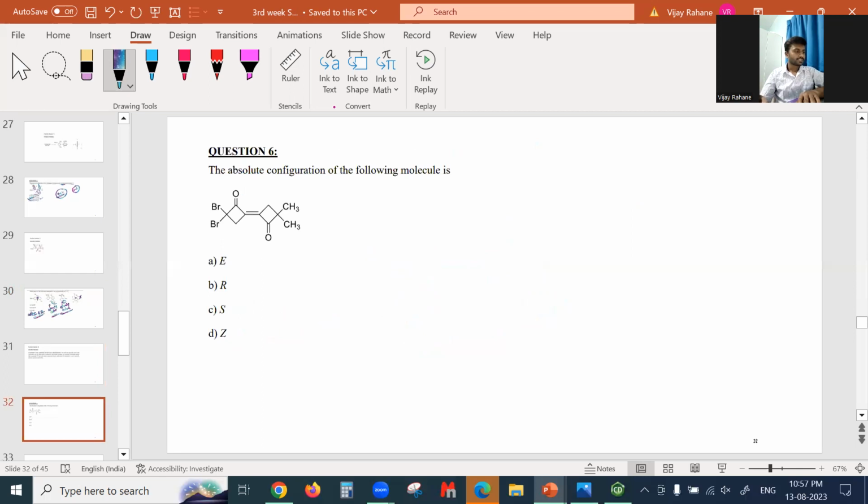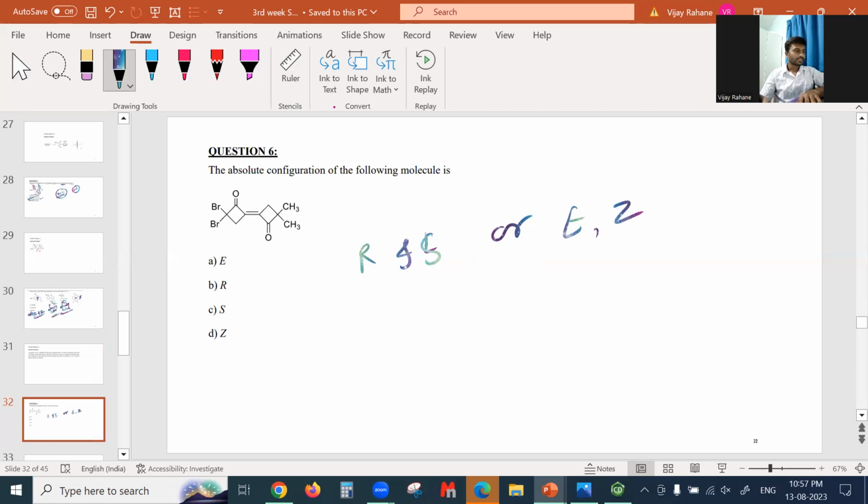Question 6: the absolute configuration for the following molecule is, oh, so here E, Z or R, S. So we first need to understand whether it is an R, S configuration, whether it is a geometrical isomer, or whether it is a chiral center kind of isomer.